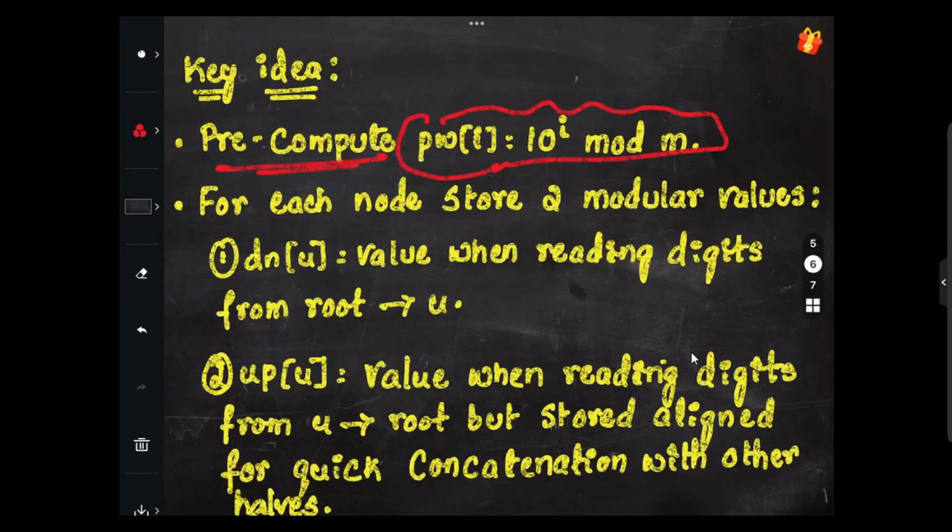The next part would be, for each node that we consider, we will be storing two modular values. One is dn of u and another one is up of u. Dn of u is nothing but the value when reading the digits from root to u. You will get this when we write the code. And up of u is nothing but the value when reading the digits from u to root. This is stored aligned for quick concatenation with the other halves, basically, right?